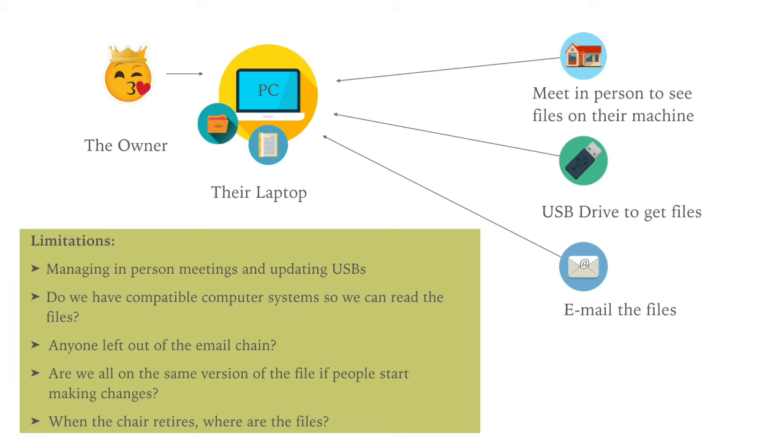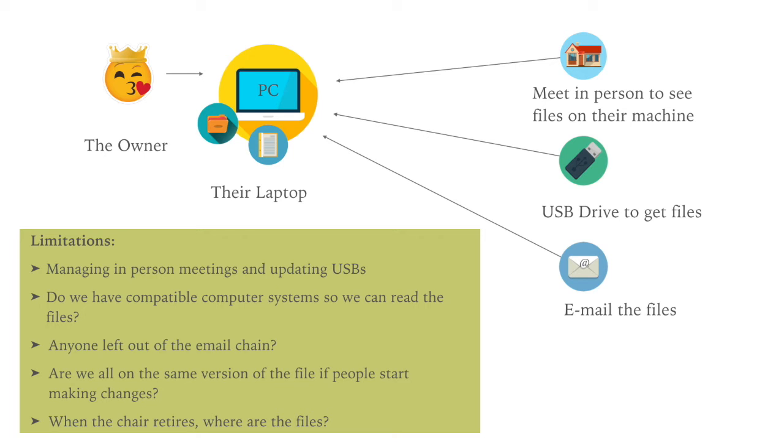Managing in-person meetings and updating all the USBs. What if somebody's absent? How are they going to get it? Do we even have computers that are compatible with each other? What if the PC laptop stuff that you've given me on my USB won't open on my Mac at home, or vice versa? What if somebody got left out of the email chain or missed a meeting?